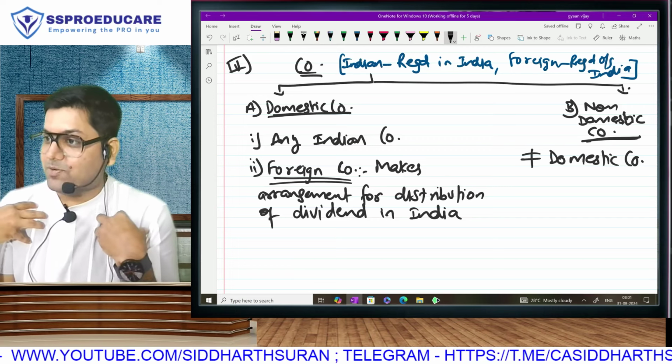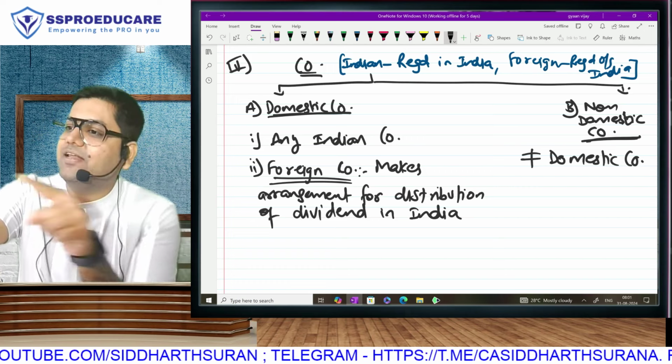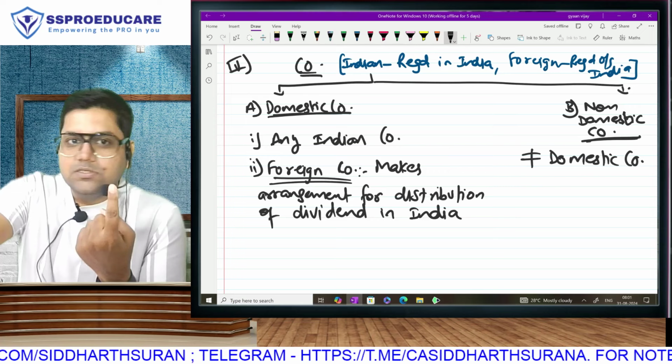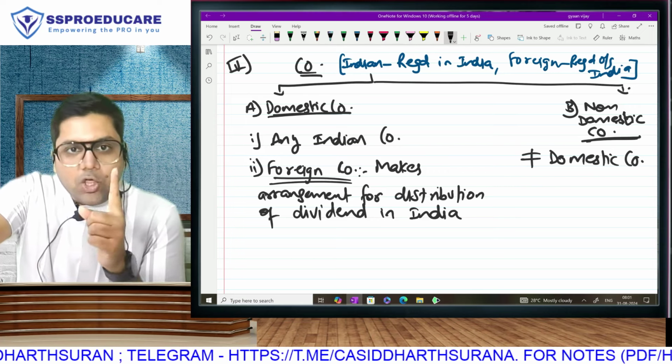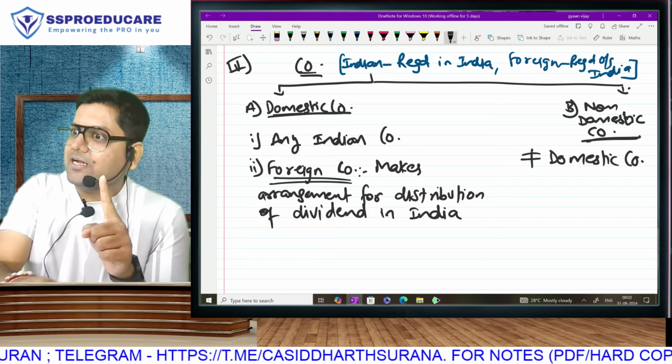And Apple, not me, I am not transferring anything, Apple will transfer your dividend into that account, Union Bank. That's one option. Second option, Apple says, we have no other work, you open a bank account in our country and we will credit your dividend money in that account.